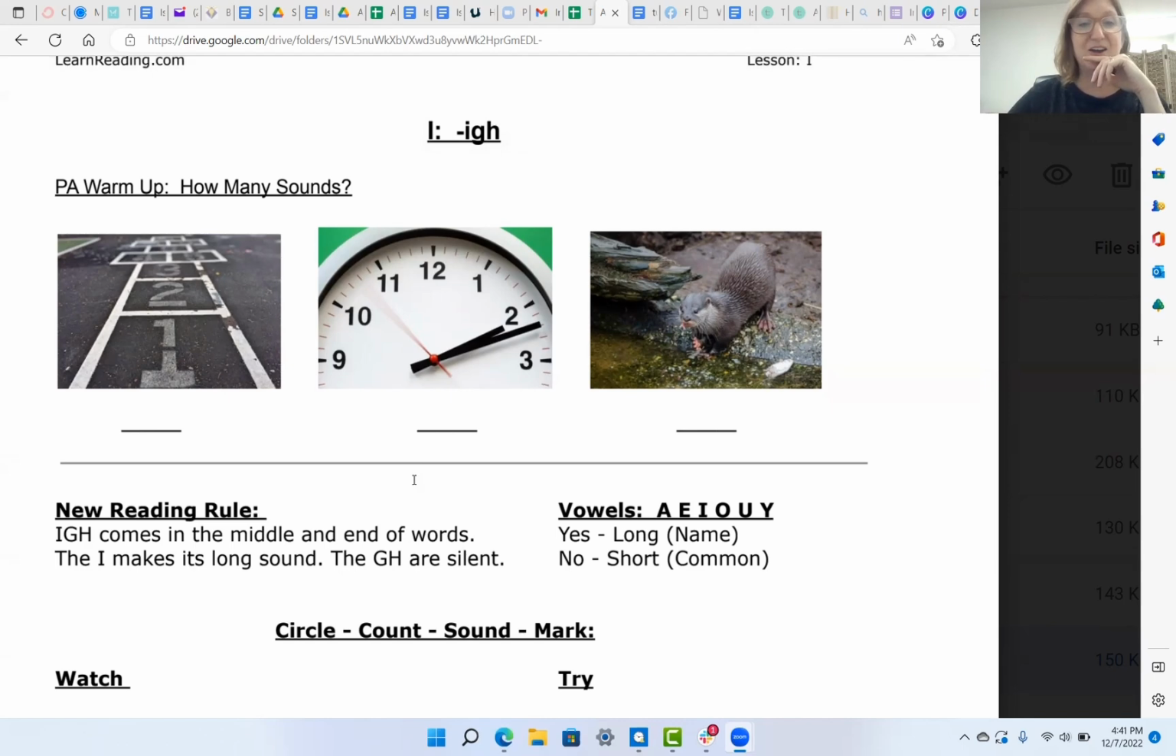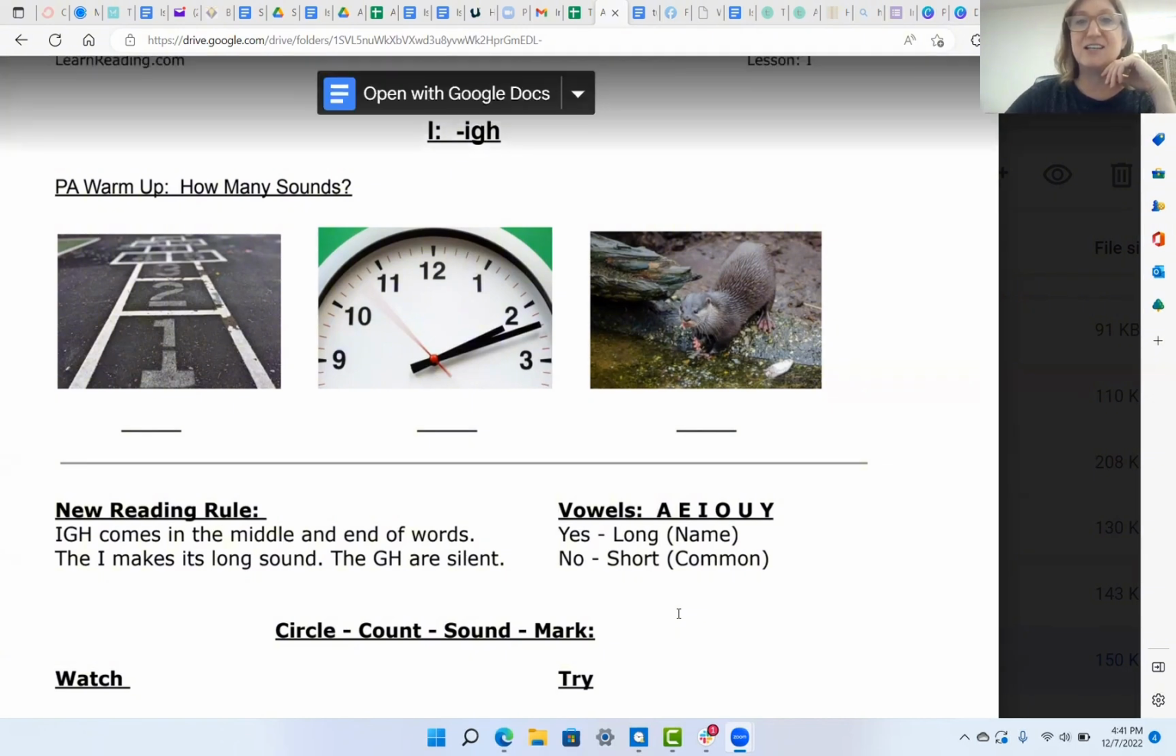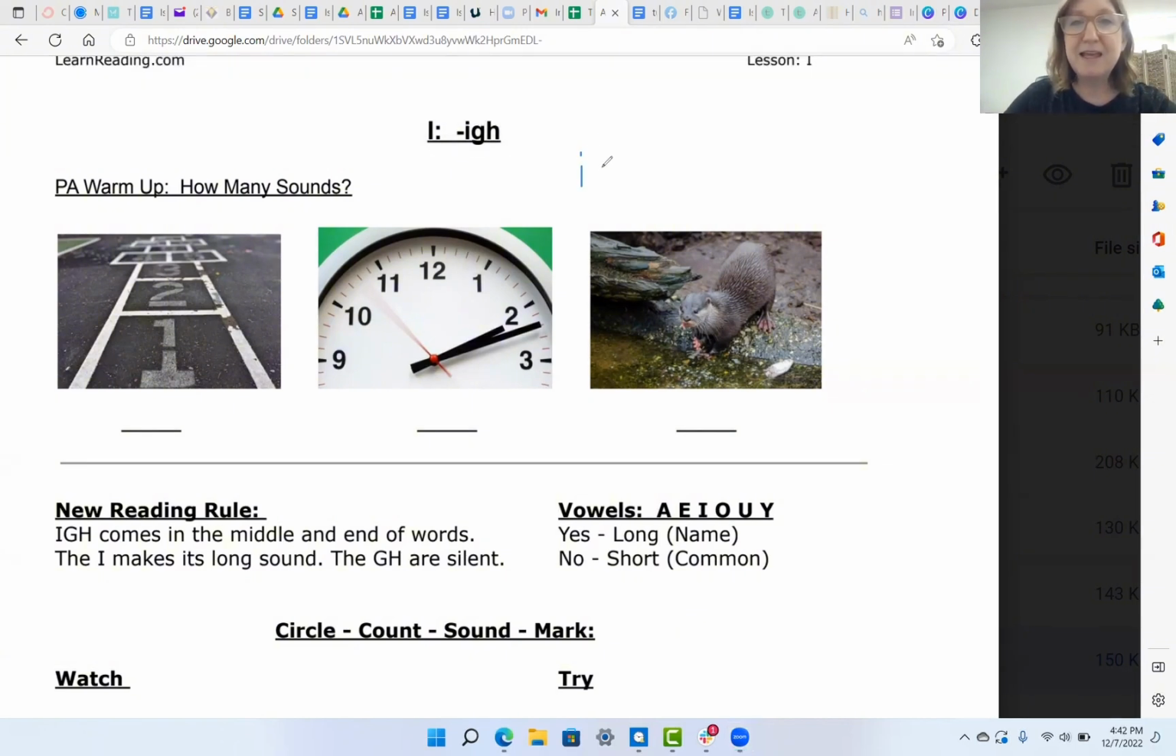Okay, so our new teaching today is IGH. It's not super common, but you're going to see it in a lot of common words. So it's not in a lot of words, but the words that it is in are common. The I is long, the GH is silent. So when you see IGH in any word, you can ignore that GH and just know that the I says its name. It says I.